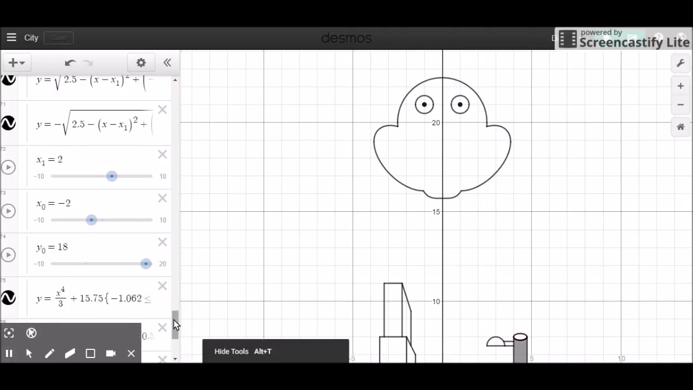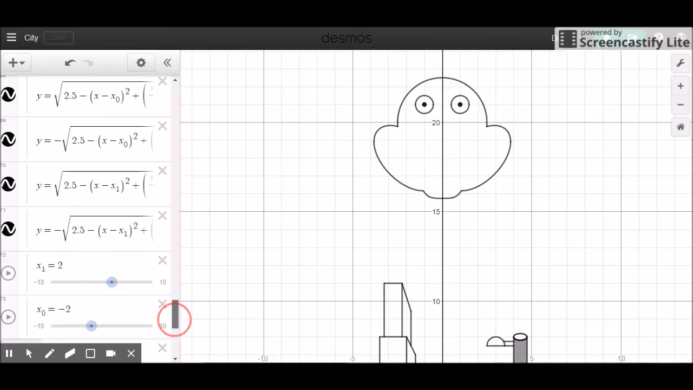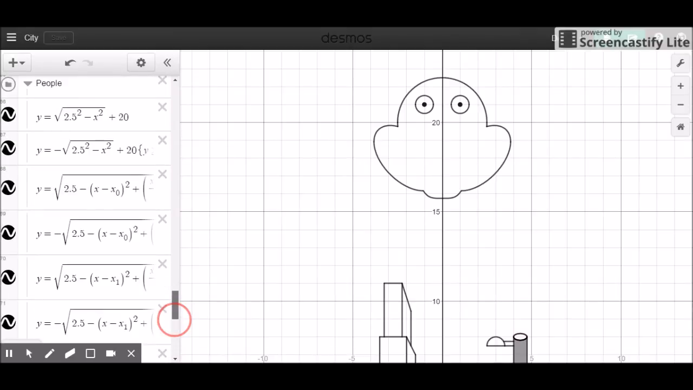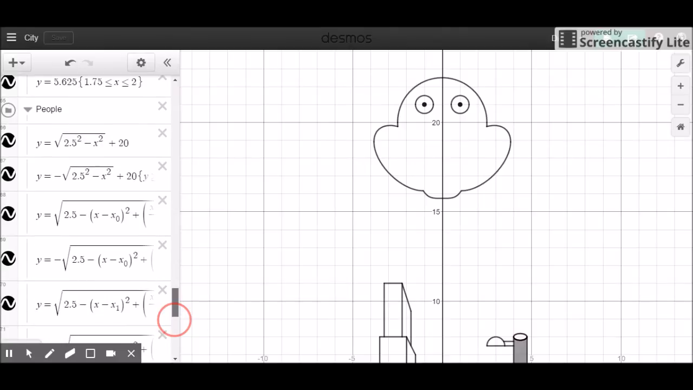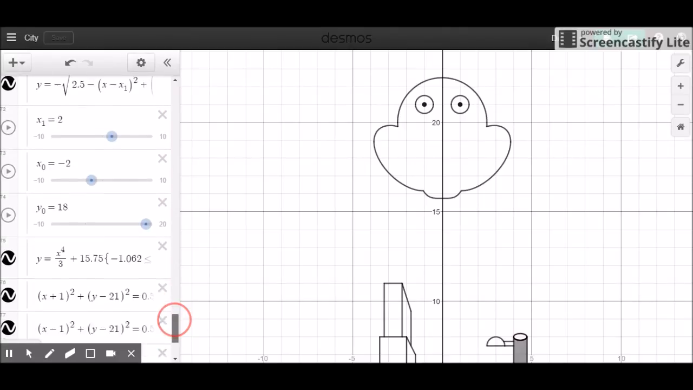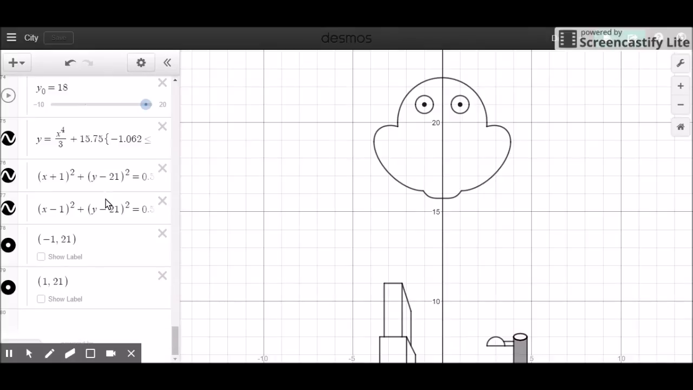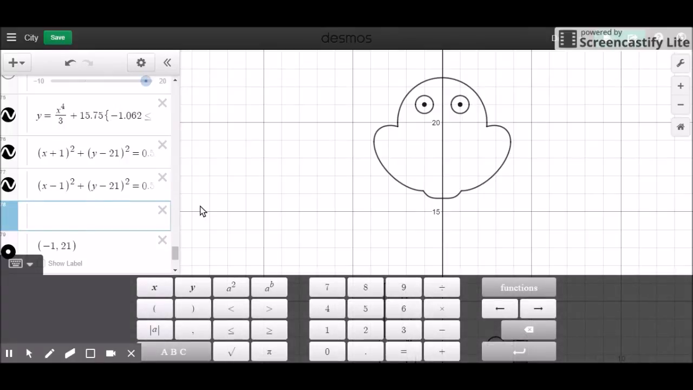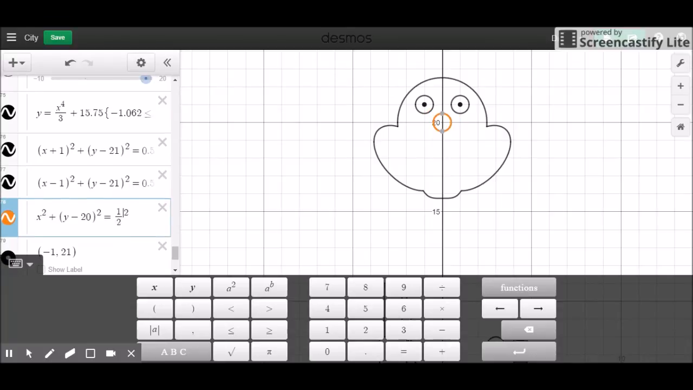And one more thing. Got to bring up the shape of the nose. If you chose to use a circle, if you haven't figured it out by now, it is x squared plus y minus whatever height you want it to be, squared, equals your radius squared. If you had something like that, you are on the right track.